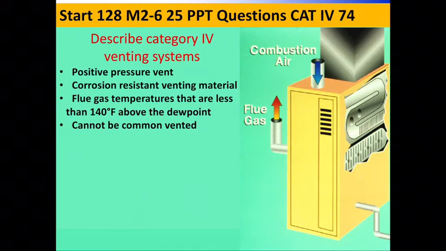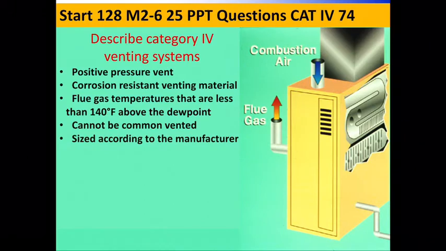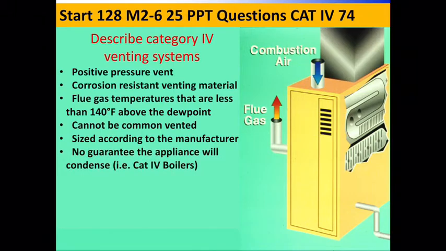Now, I should put a little asterisk next to that. There are a few scenarios or a few systems where they actually can be common vented, but it's unusual, and it's definitely by manufacturer, and they would have to approve it. Generally, you would not see these common vented together. So you wouldn't see two furnaces in the same vent system together. They've got to be sized according to the manufacturer. They're the ones who dictate those rules, and there is no guarantee that that appliance will actually be condensing.